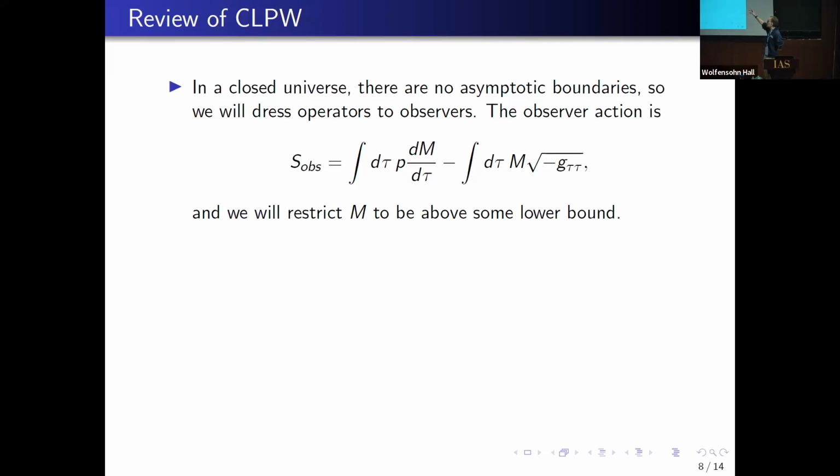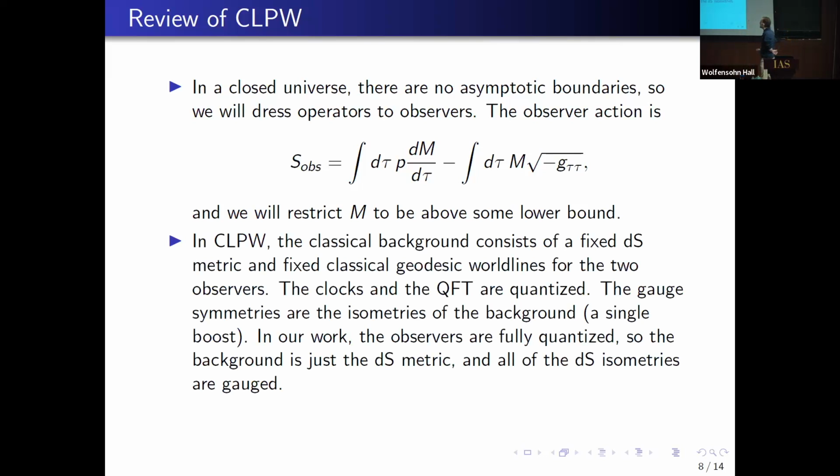Now what we're going to do is promote m to be a field on the worldline and give it a conjugate, which I'll call p. Then we have the standard action for m and p in the first integral. I'm also going to use projections to restrict m to be above some lower bound. I'll come back to that specific lower bound later.